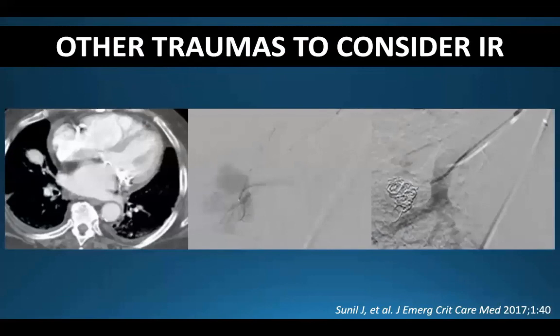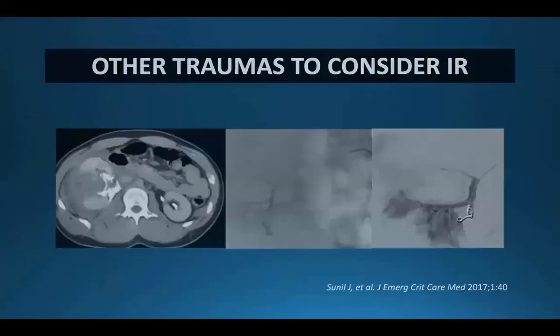Here we see a pseudoaneurysm in the right lung. This pulmonary artery was selected. You can see opacification of the pseudoaneurysm. It was coiled and no further opacification.